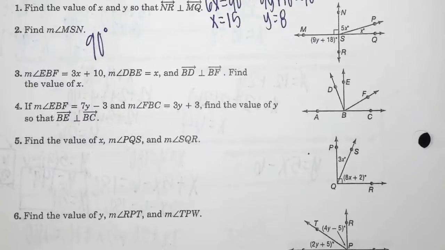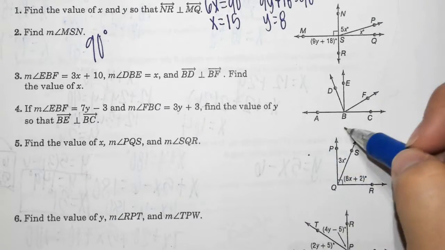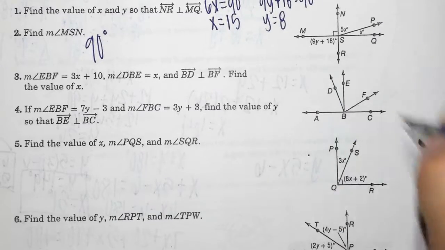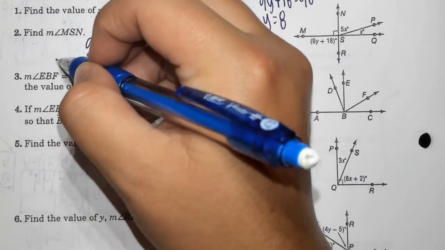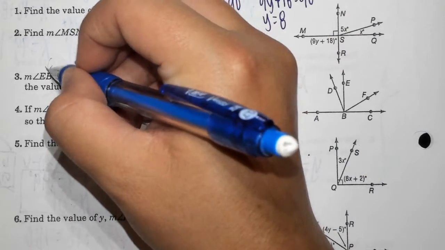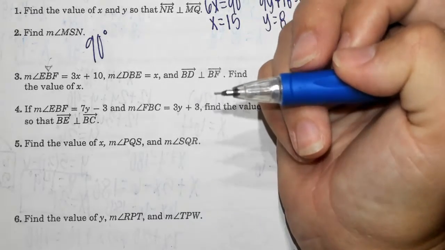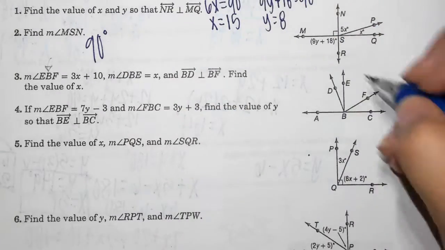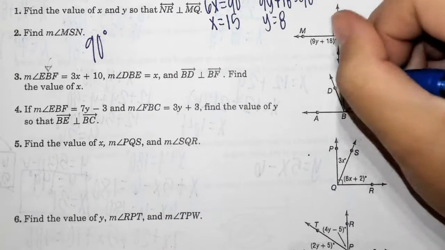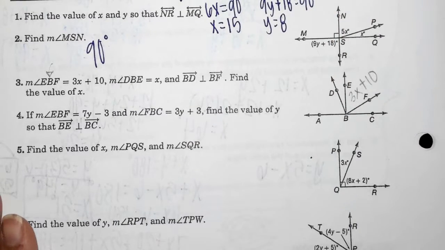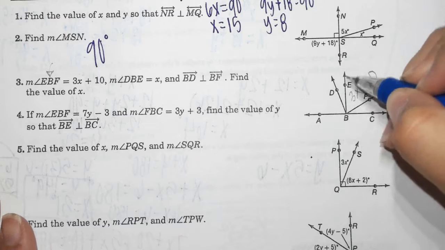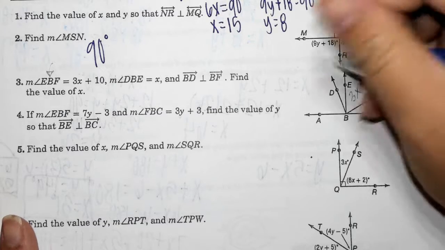I like to write in pencil when I'm using a figure for more than one so I can erase it because they change for every question. So E, B, F. What is this middle right here? What's the middle letter stand for? The vertex. Don't forget that. So E to B to F is 3x plus 10. And D to B to E, which is this little bitty angle, is x.